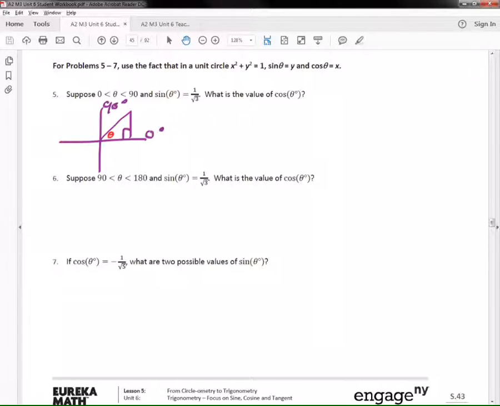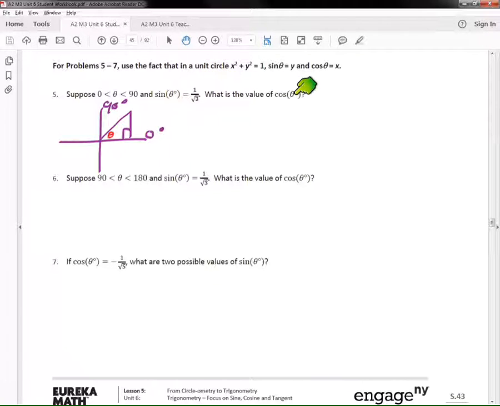Don't let the theta confuse you guys. That's just like trigonometry's version of an x. We use Greek letters to represent angles. Okay, so this is theta, and we know this about this triangle. We know that sine is 1 over rad 3, which is weird because we haven't seen this before.